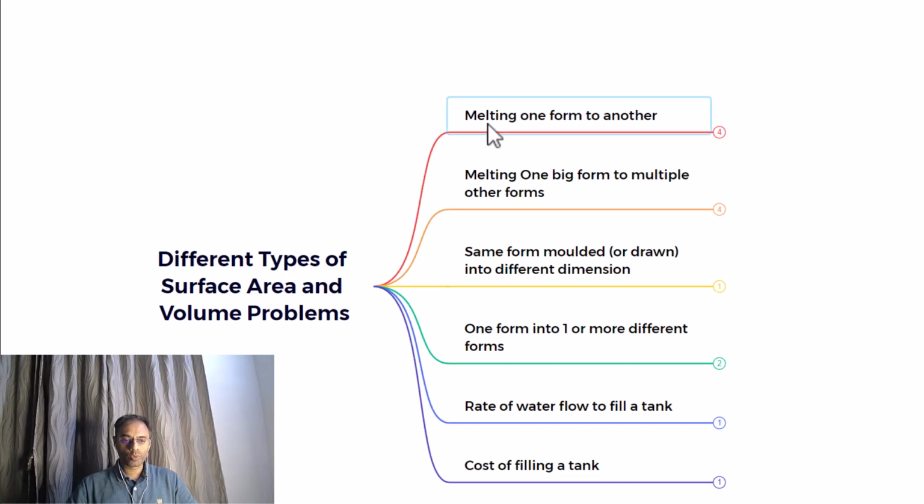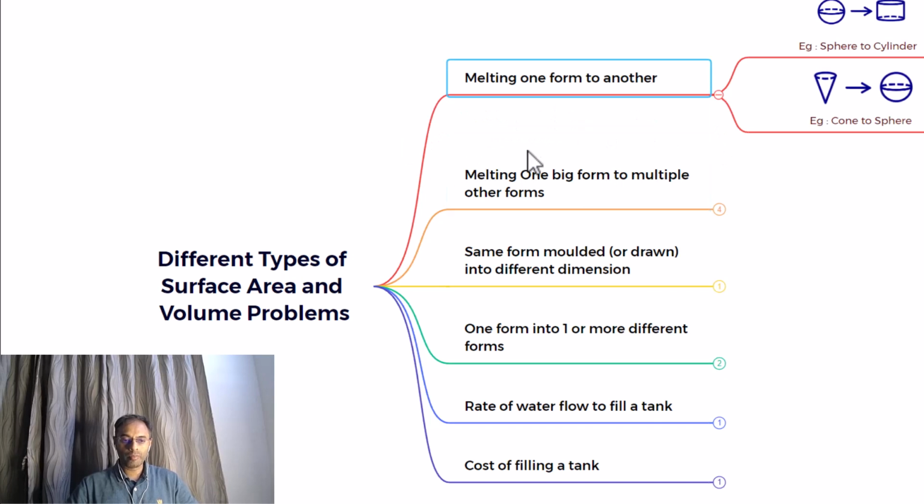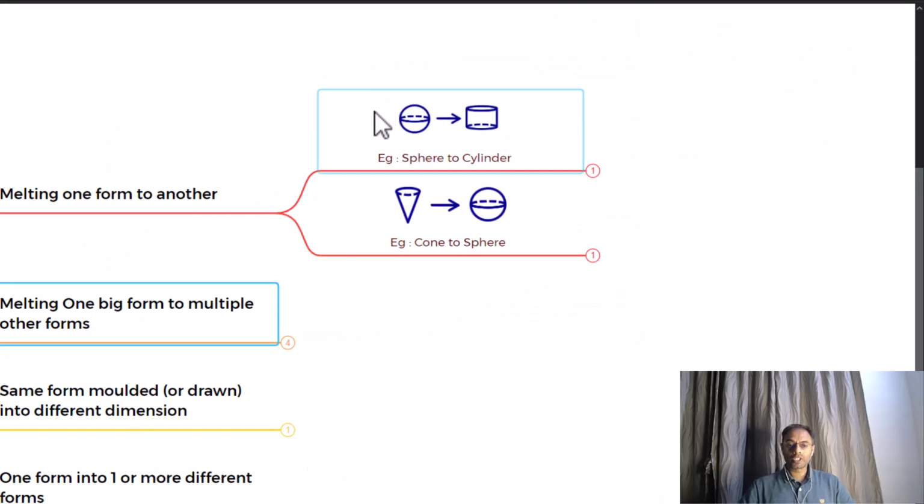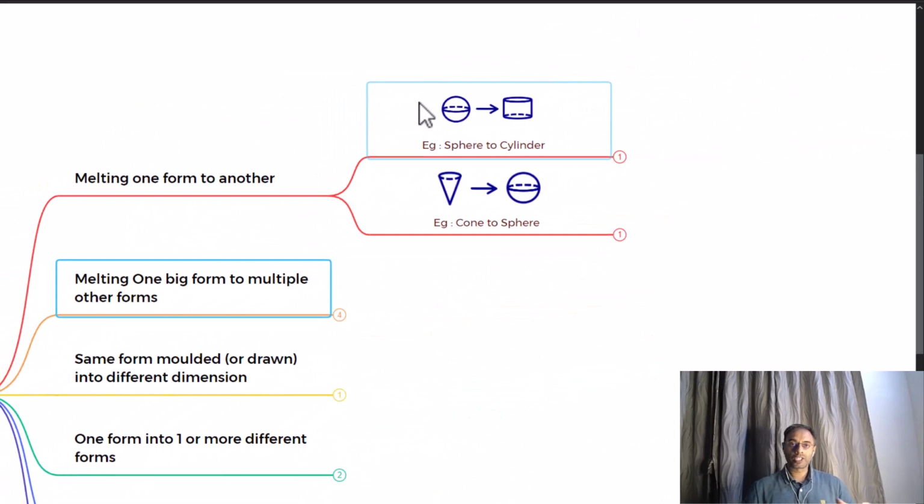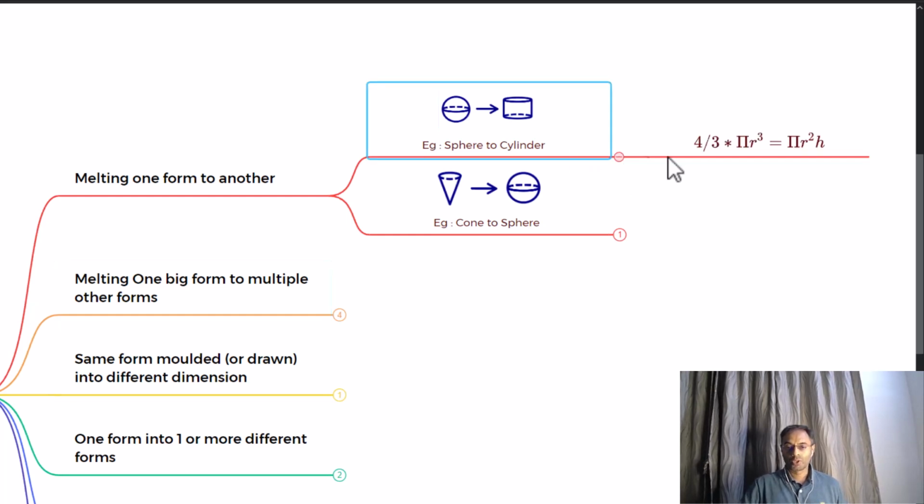Well, if you look at the first one, melting one form to another. By that, what we mean is we might be given a sphere, and that sphere is melted into a cylinder, some cylindrical shape. So the volume remains the same. It's just that we have to apply a formula. Since the volume is the same, the volume of sphere 4 by 3 pi r cube will be the same as the volume of cylinder pi r square h.